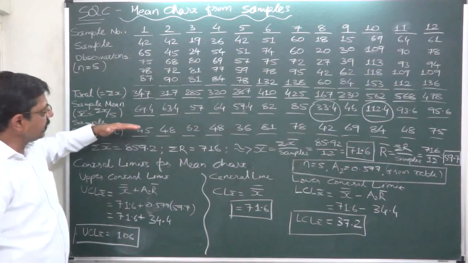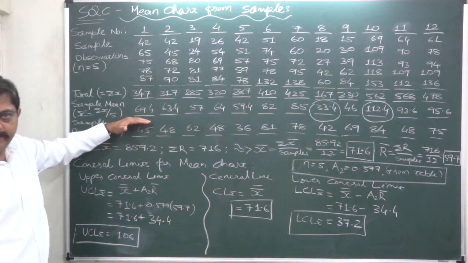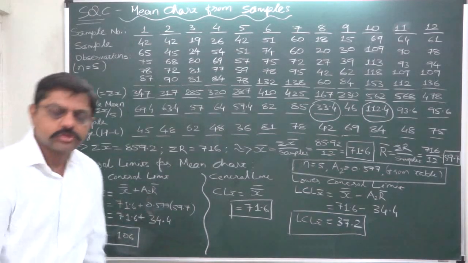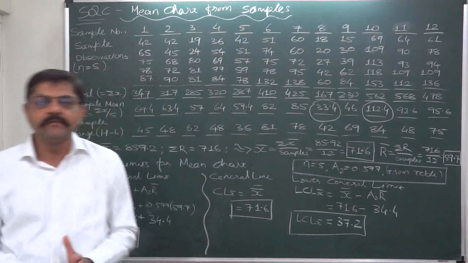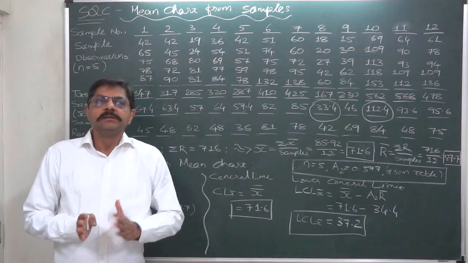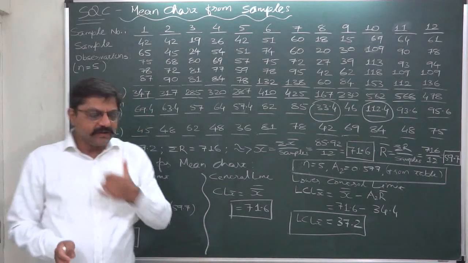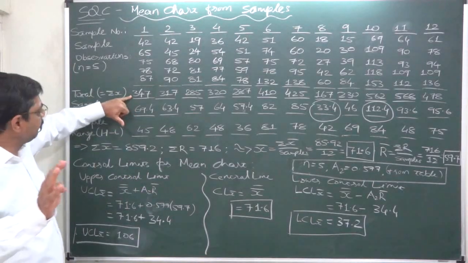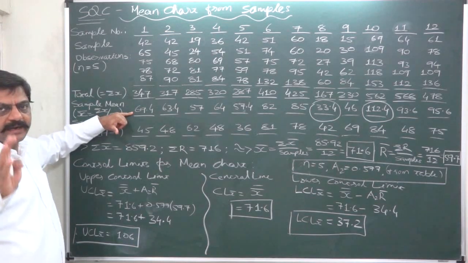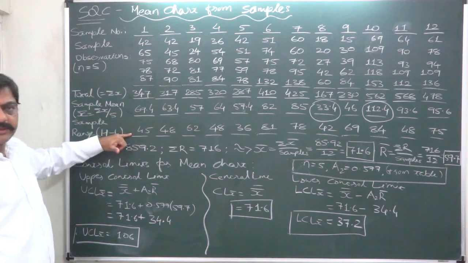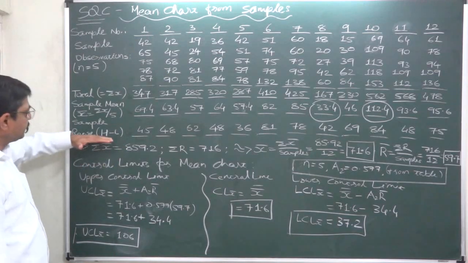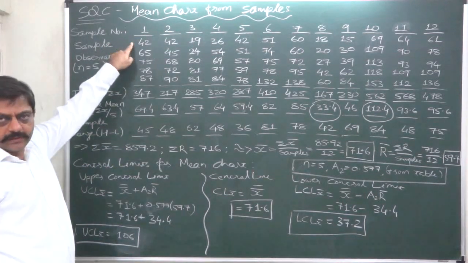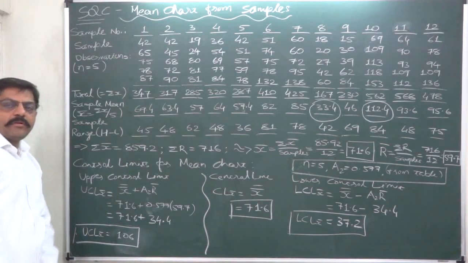So the second step was to calculate sample means. The third step is to find out the sample ranges. So whenever you have been provided with data of samples, the first step is to find the summation of all the sample values. Then the second step is to find the sample means, and the third step is to find the sample ranges, which is nothing but the highest value in the sample minus the lowest value. In this way we have everything.